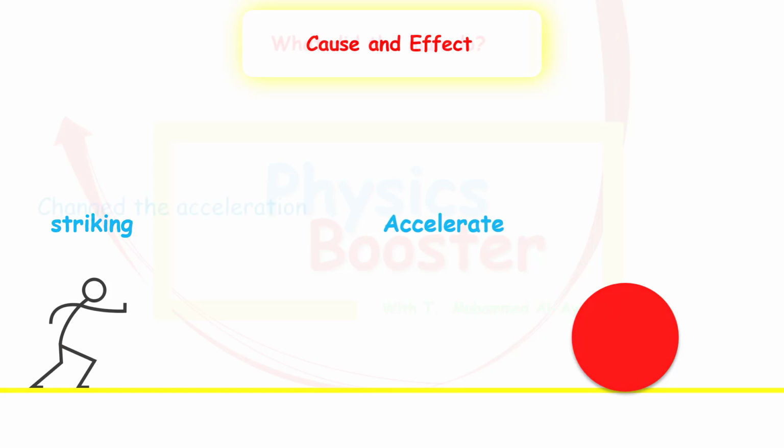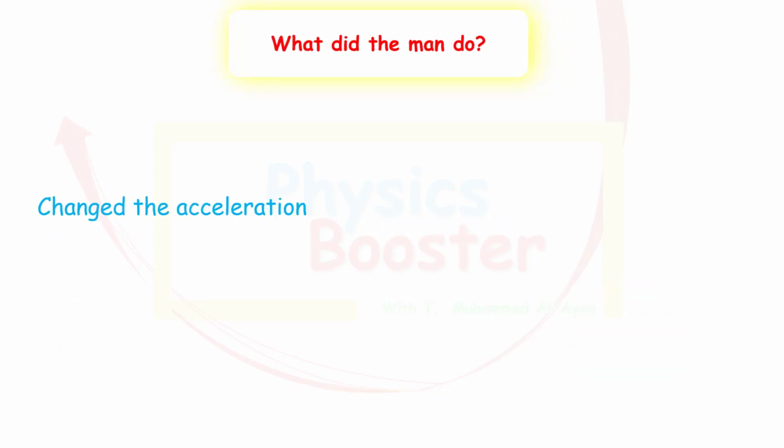What are we trying to get here? Well, we can say that the man was able to change the acceleration of the ball by applying a force on the ball. So there must be a relationship between acceleration and force.